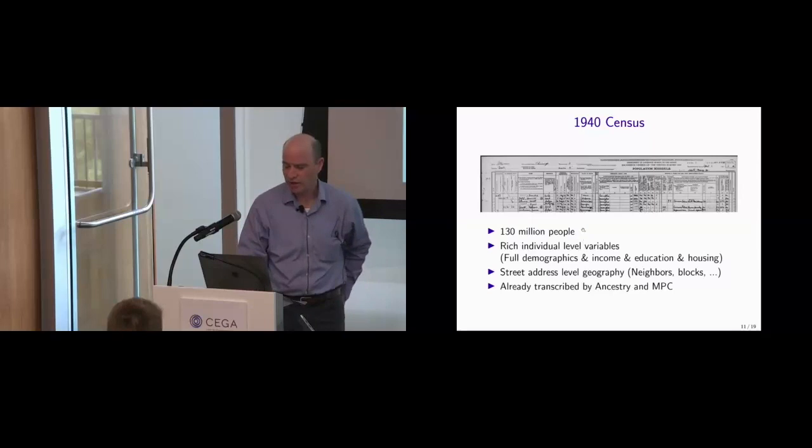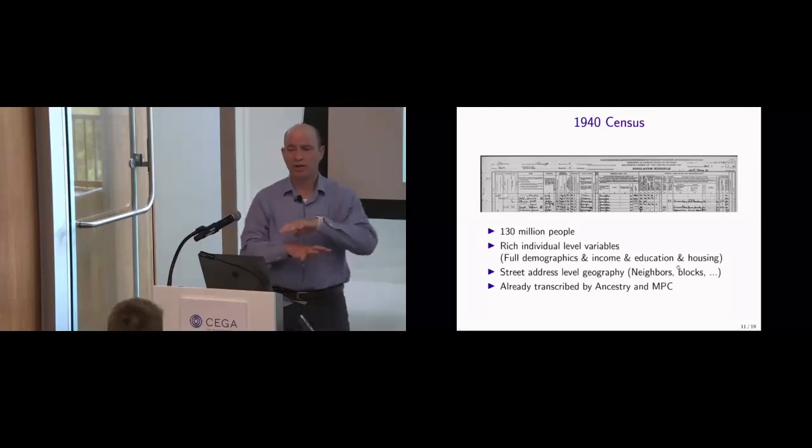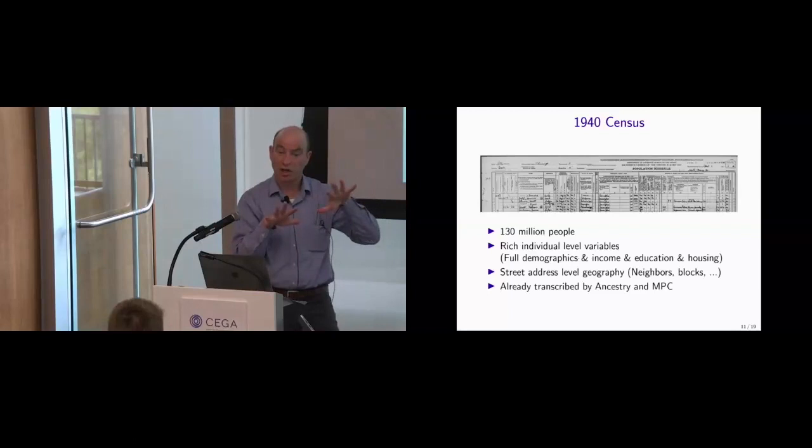So in the 1940 census, we have about 130 million people. It's a very rich census. It doesn't just have your name and age in relationship to household head. It also has wage income, education, all kinds of information about housing, some information about assets. And then you can, of course, build any variable you want, since you have everybody. So you can do how far away do you live from a millionaire?